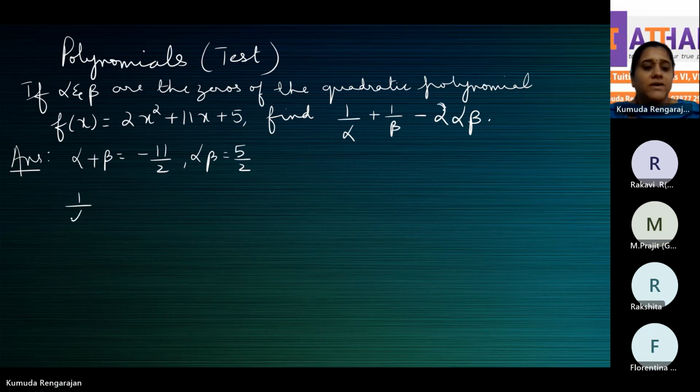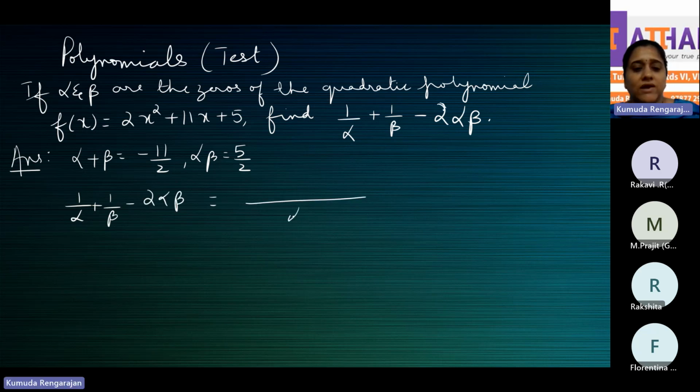Okay, now 1 by alpha plus 1 by beta minus 2 alpha beta. Let's take the common denominator, alpha beta. Or you can take the common denominator only for these two. Did you take the LCM for the full thing or only for the first two? You can do that also. Because for minus 2 alpha beta, we already have the value: alpha beta is 5 by 2. So why take the LCM for minus 2 alpha beta? You can leave that and take the LCM only for these two.